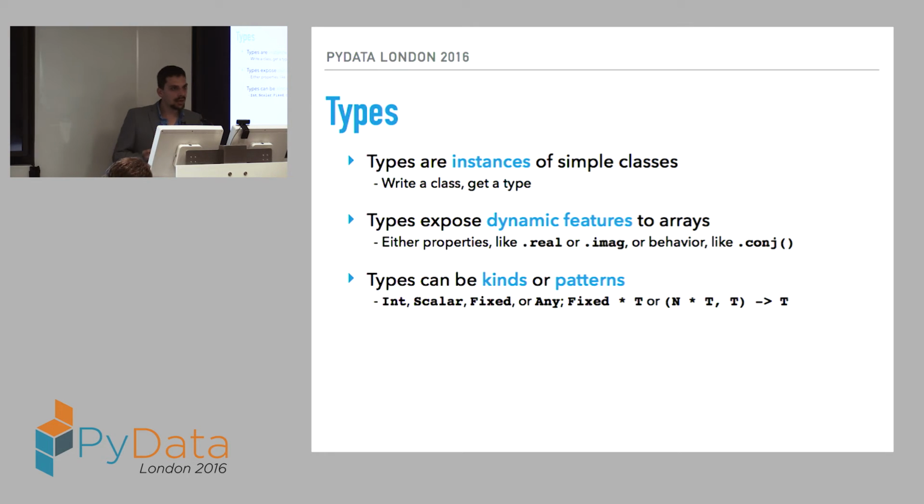Types can also be abstract in DyND. So you can have kinds that match a whole family of types, like int or scalar, or fixed, which matches dimensions, or any, which matches anything. There are also patterns. As I showed in a few examples earlier, you might want to write a data shape which is a fixed dimension times some particular dtype, but parameterized on T. You can do that. The last example I have here is what a callable signature looks like in DyND.